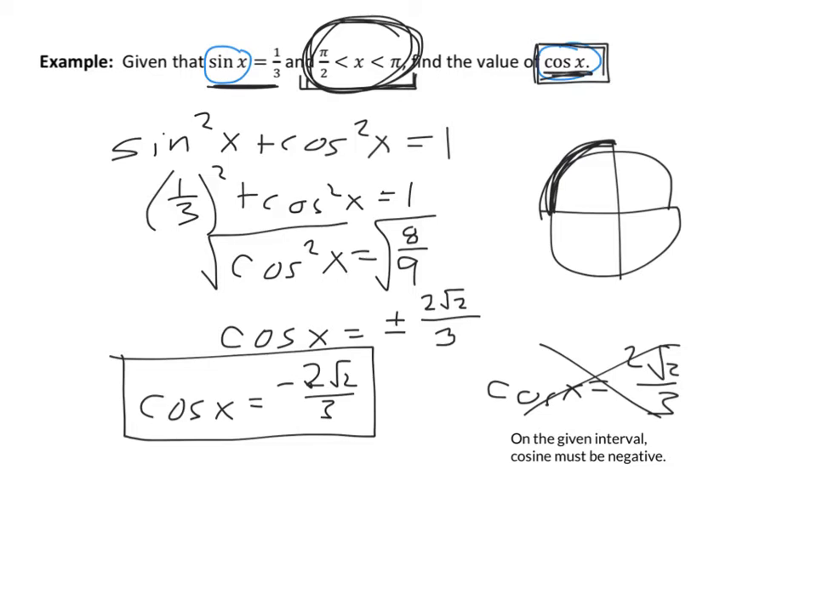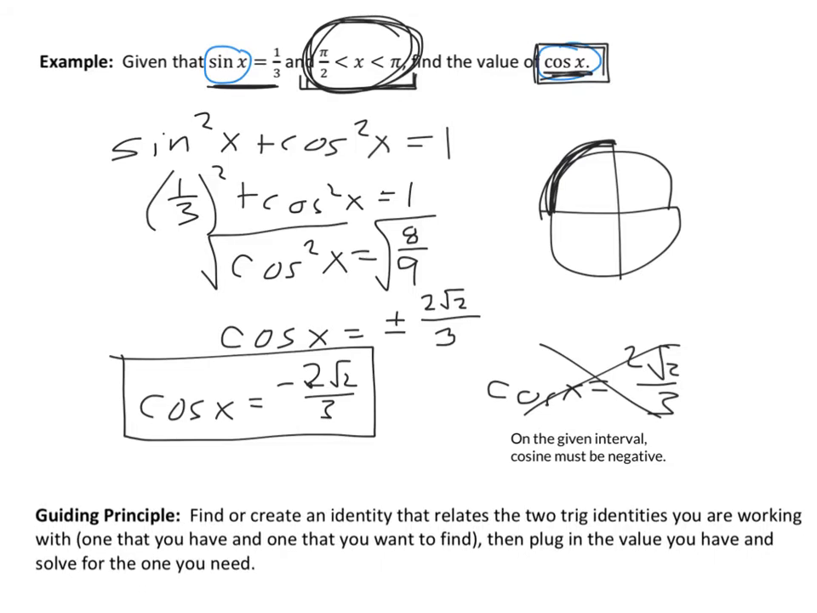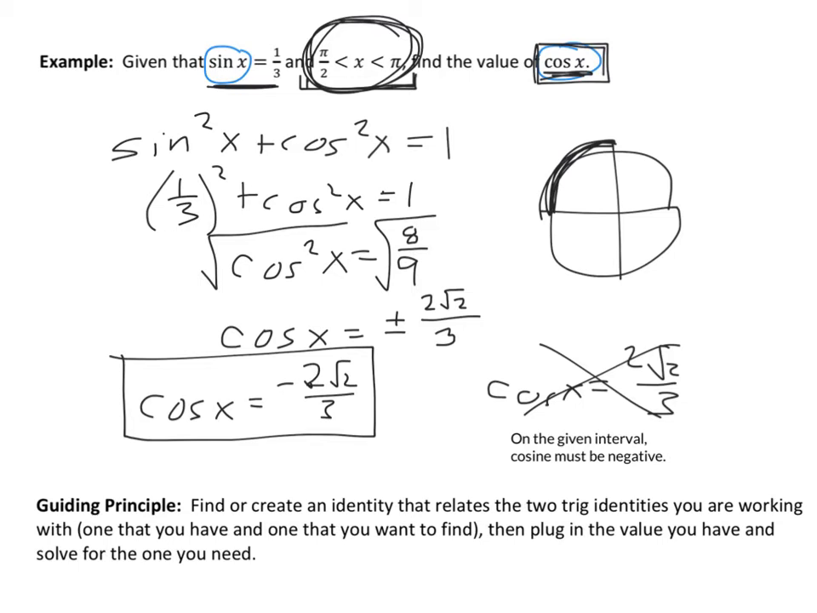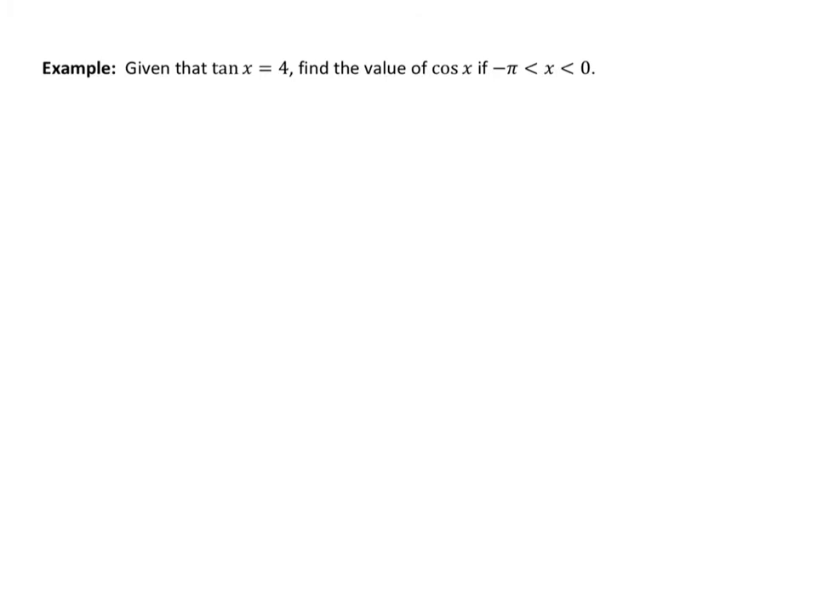So now that we've arrived at the end of this problem, I want to point out that our guiding principle on these problems is to find or create an identity that relates the two trig functions that you're working with, and then plug in the value you have and solve for the one that you need. This problem was fairly easy because we already had an identity that directly related those two things. When we don't have that, we have to work a little bit harder, and so we're going to look at that next.